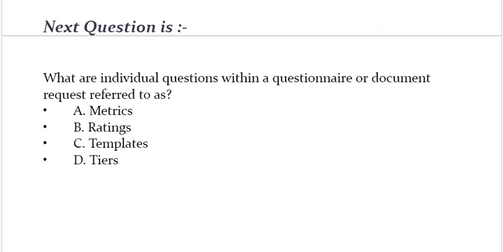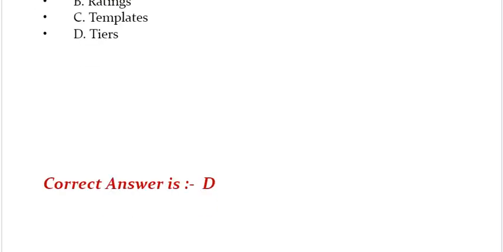Next question is, what are individual questions within a questionnaire or document request referred to as? Option A, metrics. Option B, ratings. Option C, templates. Option D, tiers. Correct answer is option D.